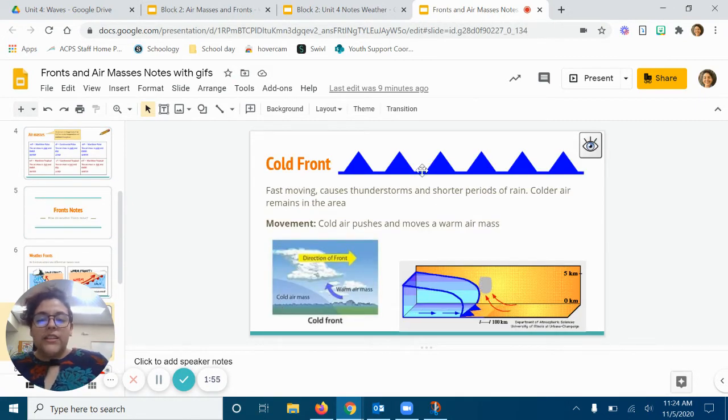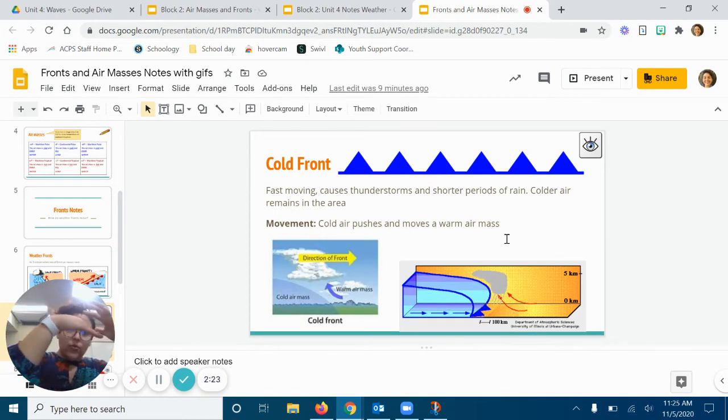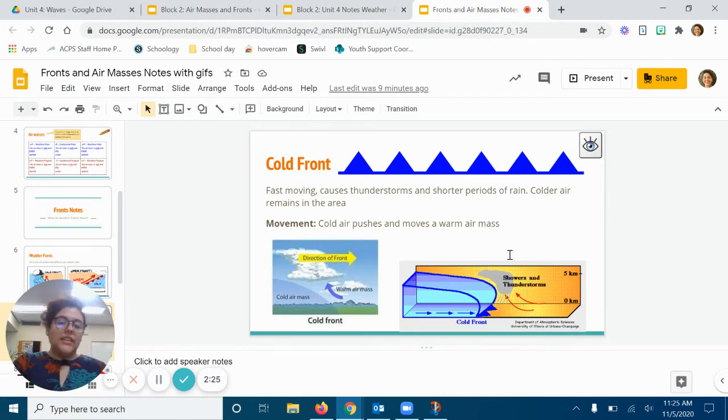So first off, a cold front uses these blue triangle symbols to describe a cold air mass moving in the direction of a warm air mass. It is fast moving. It causes thunderstorms and short periods of rain, and the cold air will stay in that area. So it moves by the cold air pushing and moving that warm air mass, which you also see in that graphic.